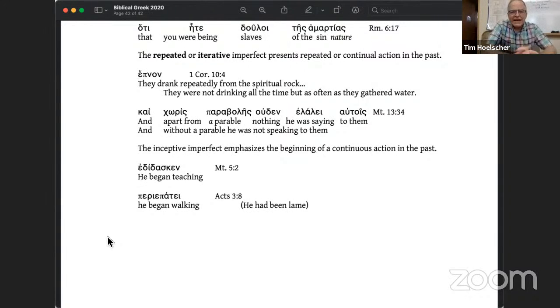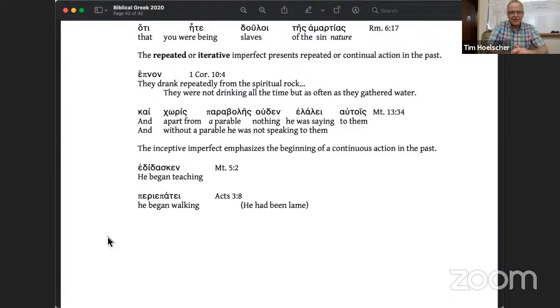And then the inceptive, and I didn't highlight the word inceptive there, but the inceptive imperfect emphasizes the beginning of a continuous action in the past. I personally have some questions about this, because there are some passages I would maybe read a little bit differently. But you're going to read in your English Bibles, "he began teaching." I was comparing this with my English text, and yeah, they put the word "began" in there, but there is no word "began" in the Greek text. That's a translator's interpretation that this was something he began to do.